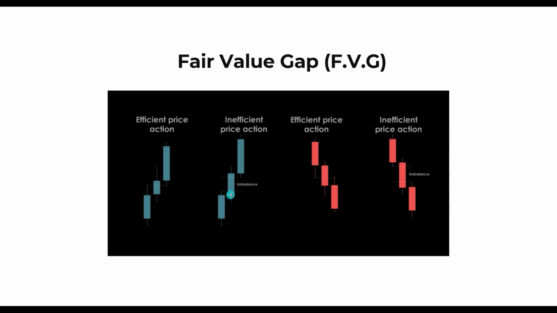Both are not overlapping with each other. Now that gap between those two candles is what we call a fair value gap, or some people call it imbalance, some people call it inefficiency also. But for this video, we are going to be calling it fair value gaps.